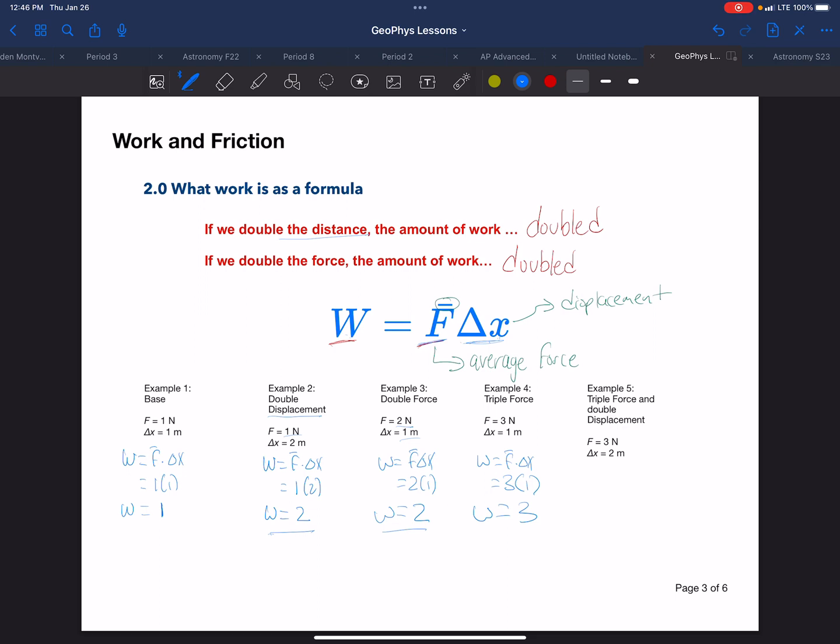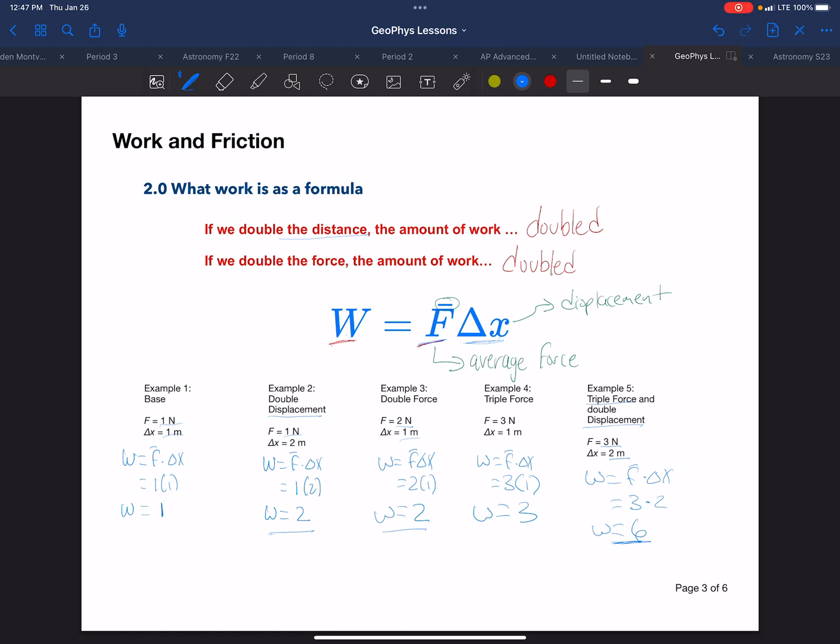Well, what happens if we make 2 changes? Let's triple the force and double the displacement. Work is the average force times the change in position. The force, which is now 3, and the displacement, which is 2, gives us 6. So tripling the force and doubling the distance compared to the original gives us 6 times the work.